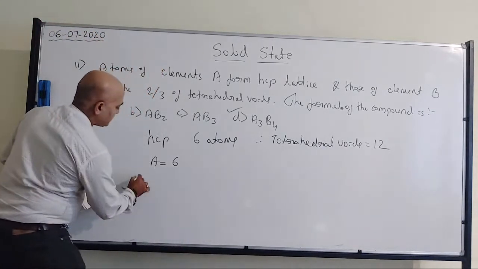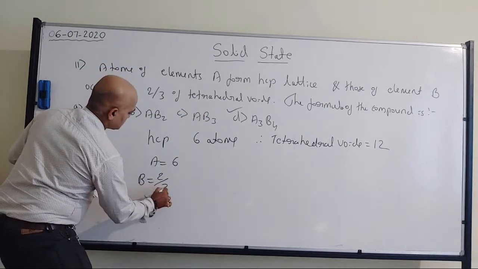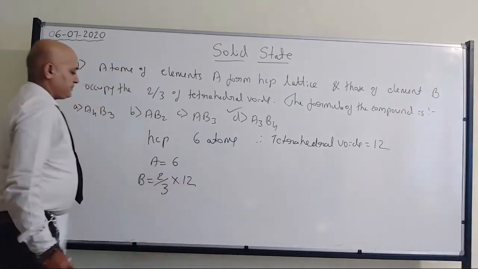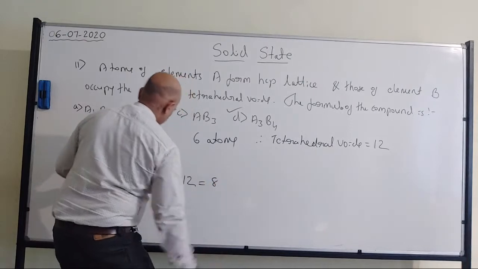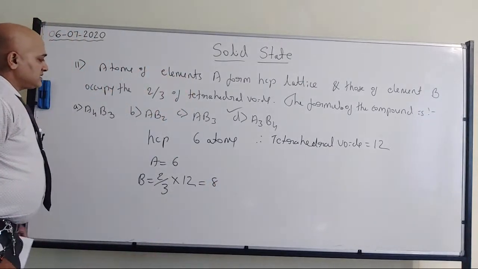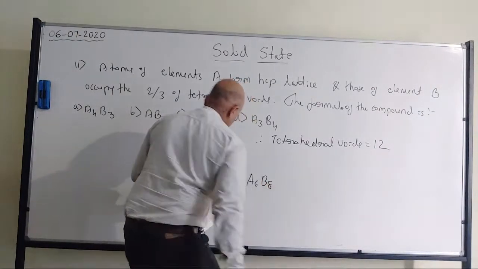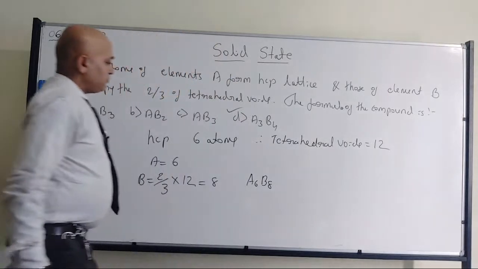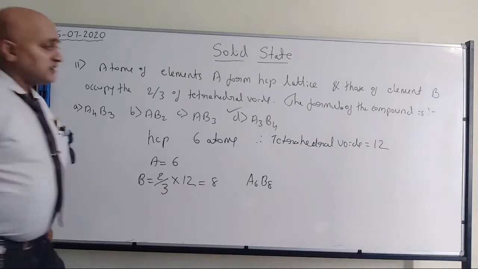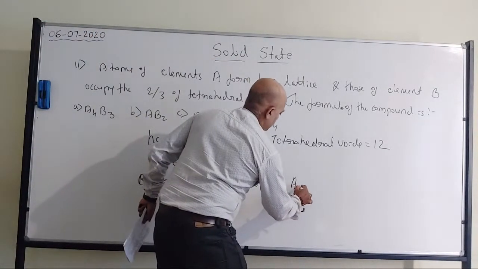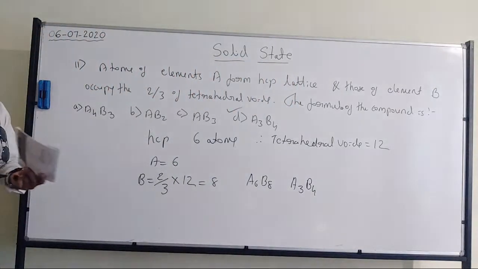Now what about B? B should be 2/3 of the tetrahedral voids, right? That means 2/3 into 12, which is equal to 8. We can write it as A6B8. So is any such option there? A6B8? Nothing is there. So we further simplify it, and we can write it as A3B4. All of you have understood?